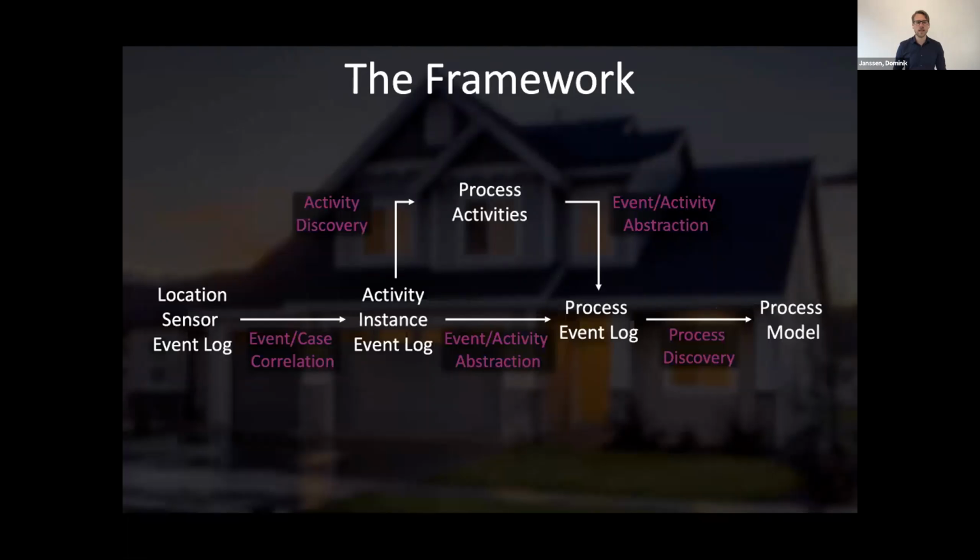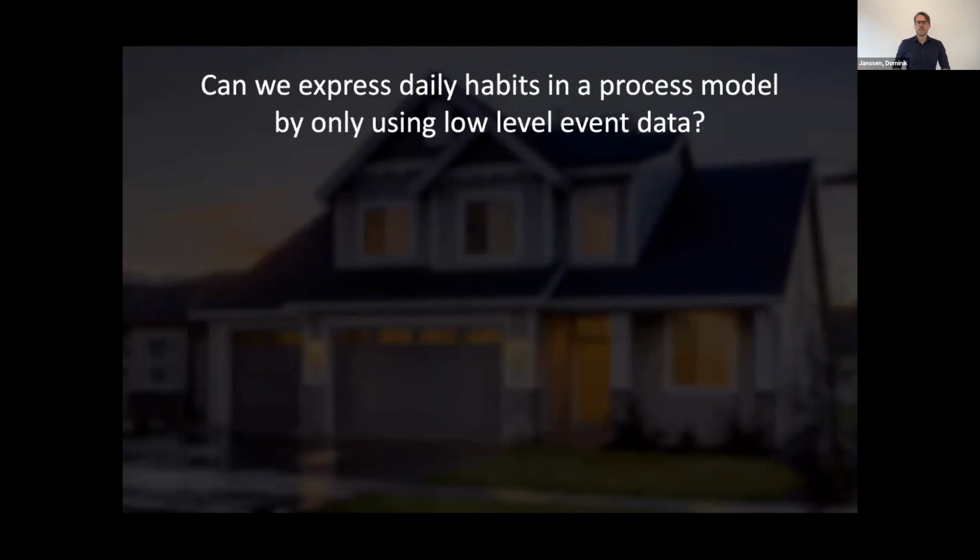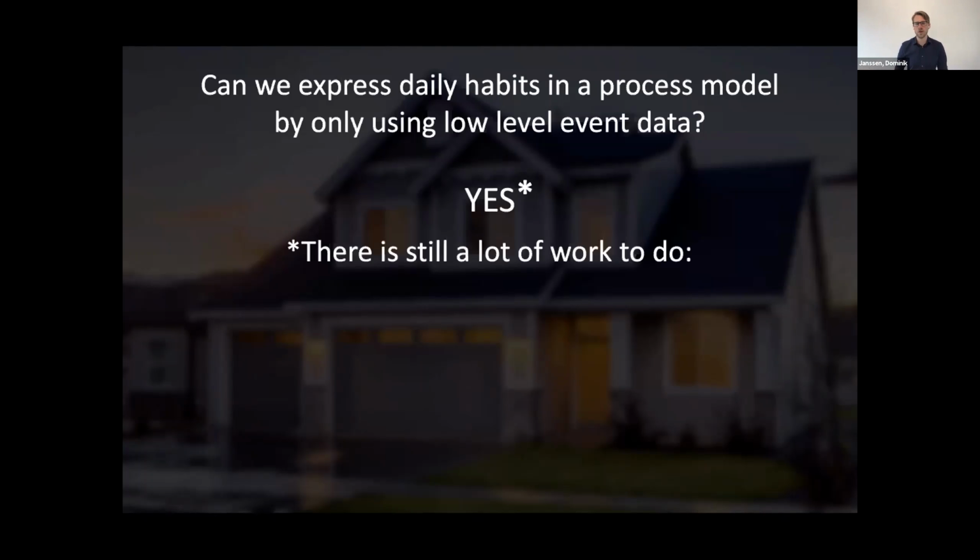So on the left here, you have a location sensor event log from raw sensor data, and then on the right, you have the process model, which we wanted in the beginning. So that brings us back to our introductory research question. Can we express daily habits in a process model by only using low-level data? And the answer is yes. Otherwise, I wouldn't be standing here if it would be complete garbage. But there's also an asterisk there. There is still a lot of work to do.